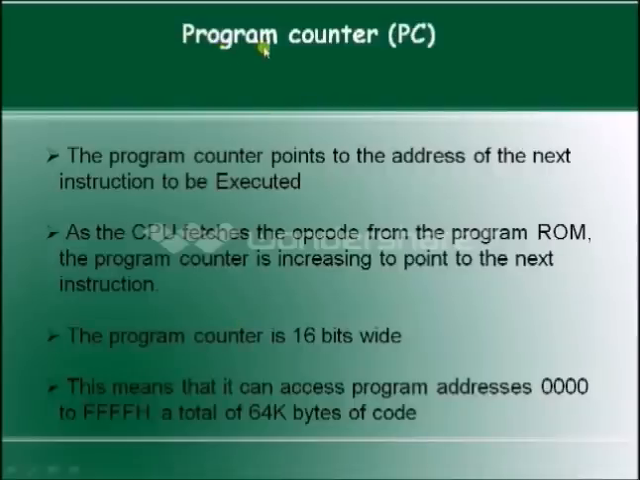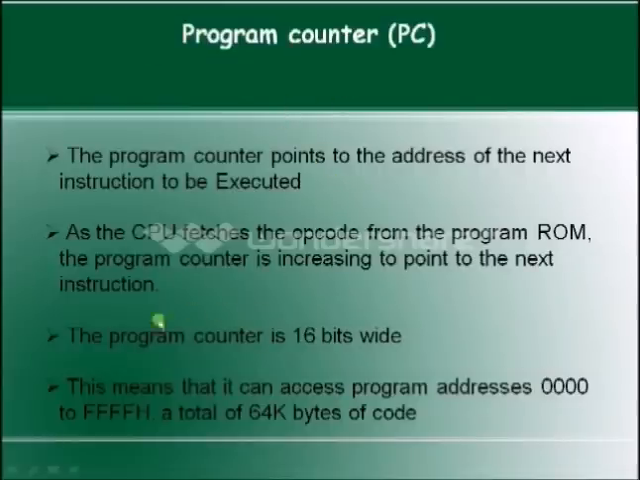Now let us see one more register, that is the program counter. The program counter is mainly used for holding the address of the next instruction that is to be executed from the memory. For example, assume that the processor is executing one instruction which is at location 2000, and the next instruction is present at 2002. When the processor is executing the instruction at 2000, the program counter is going to hold the value 2002, which indicates the address of the next instruction in the memory.